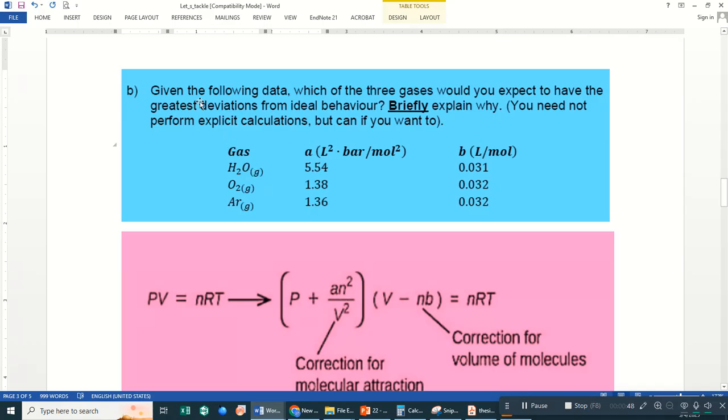Here in this question: given the following data, which of the three gases would you expect to have the greatest deviation from ideal behavior? Explain why.